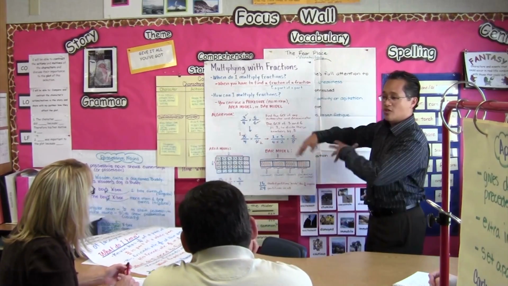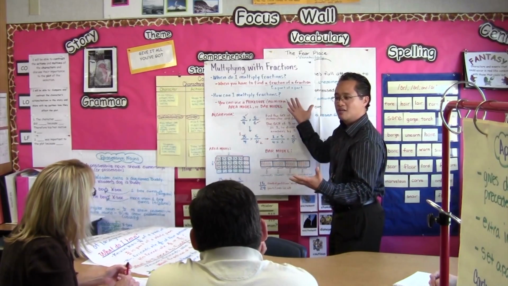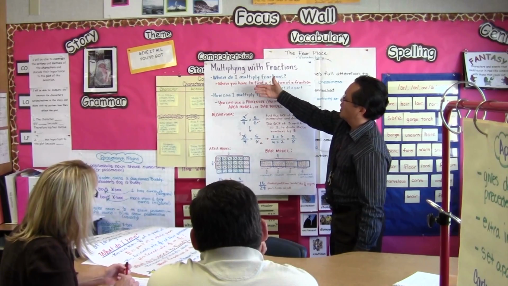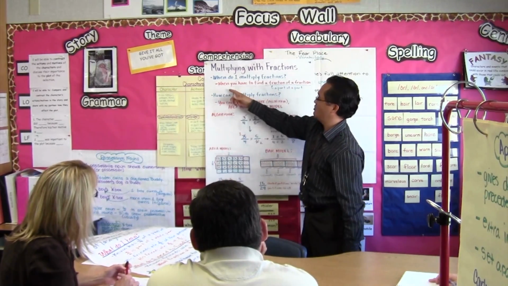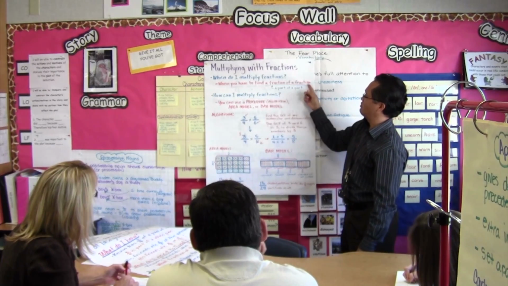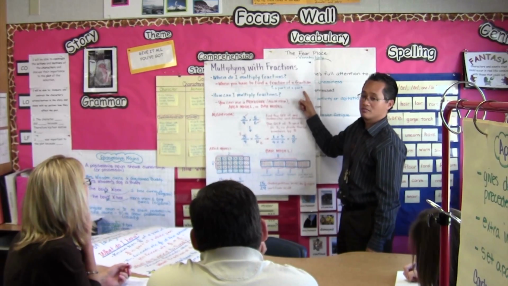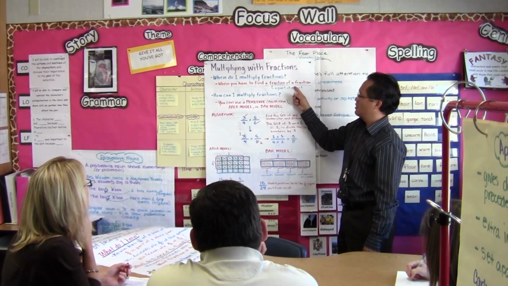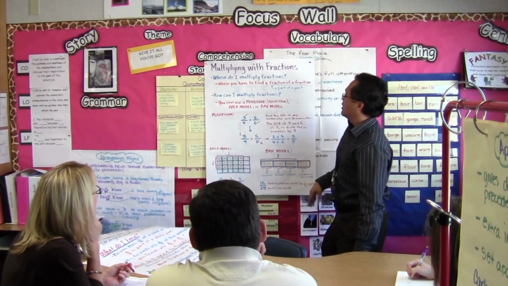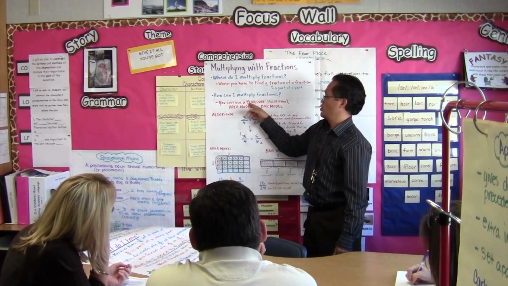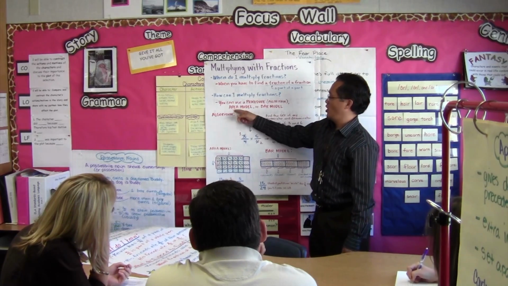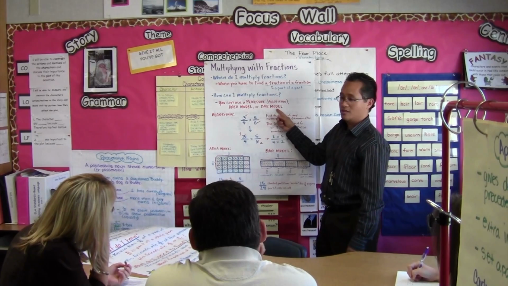All right, but then of course there's the rest of the focus lesson. When do I multiply fractions? So we're just reiterating that for them. When you have to find a fraction of a fraction, part of a part. You see how I did that? Both are in there. How can I multiply fractions? You can use a procedure, algorithm, area model, or bar model.